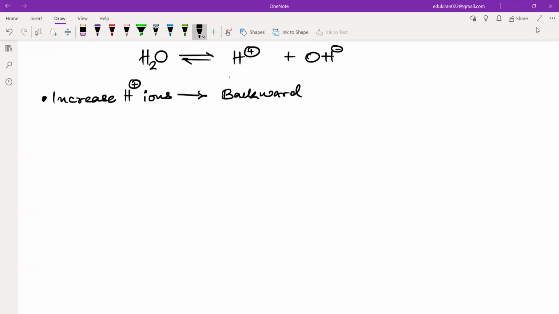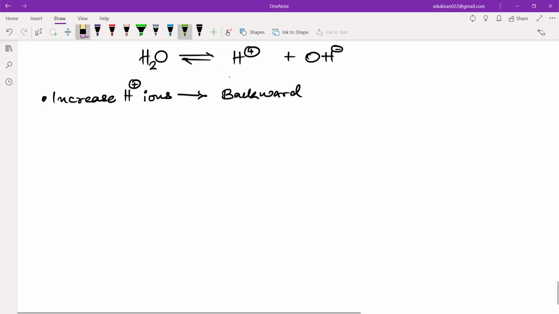The reaction will go backward. That means H plus and OH negative, they will combine, yes or no? Yes, sir. Okay, fine. Let me give you an example. I was thinking of not using numbers, but we can use numbers. No problem in that.